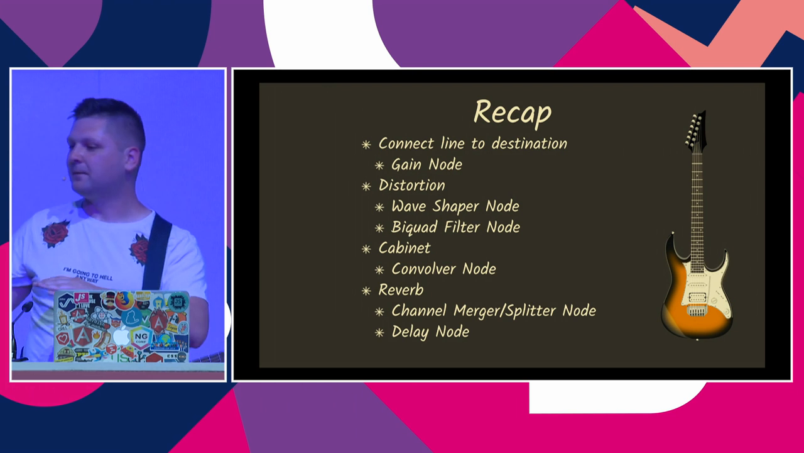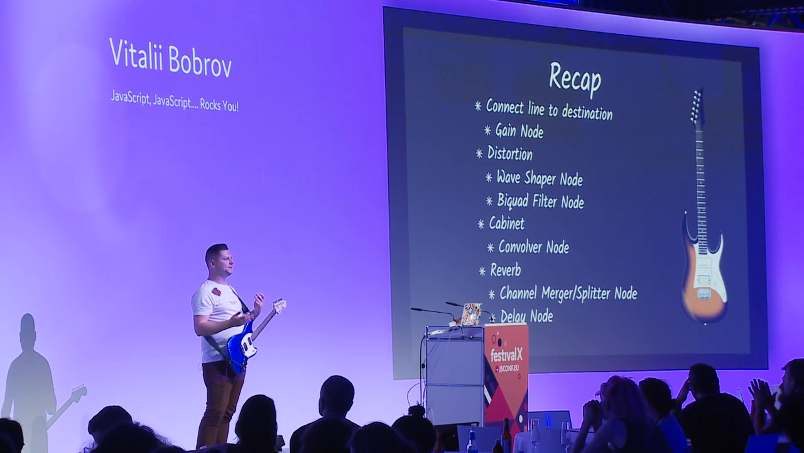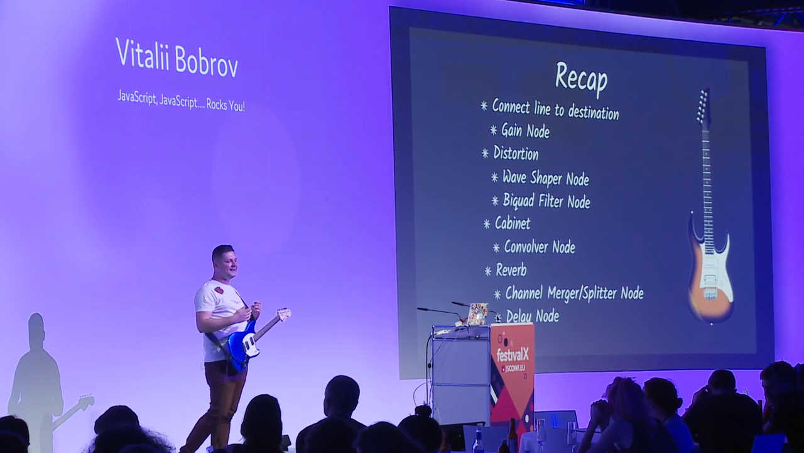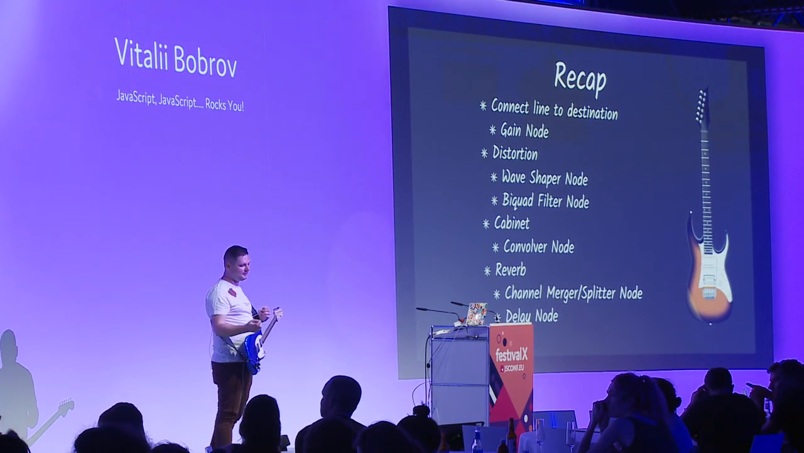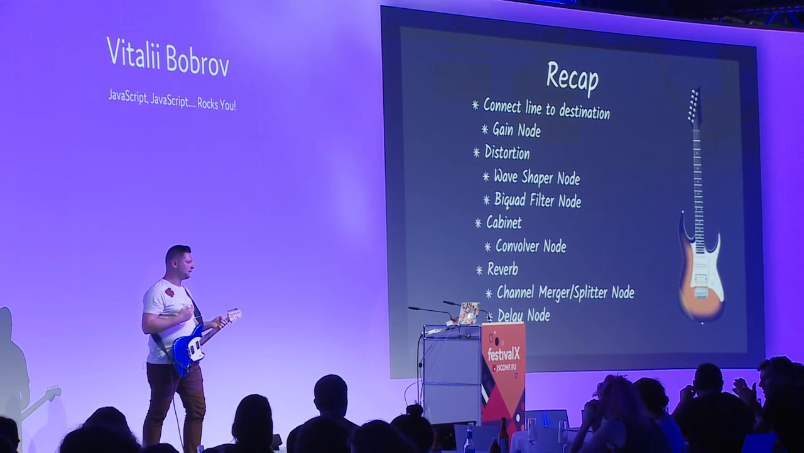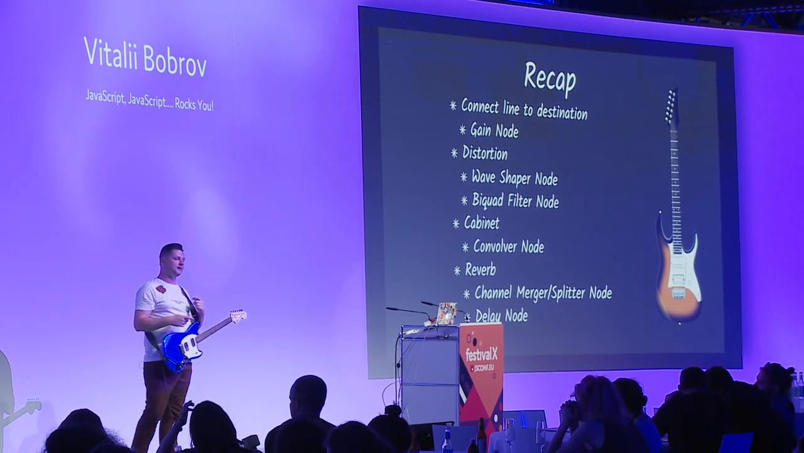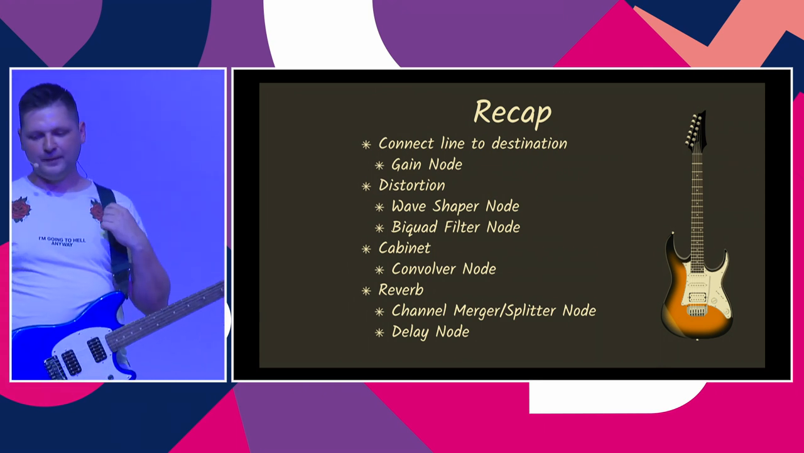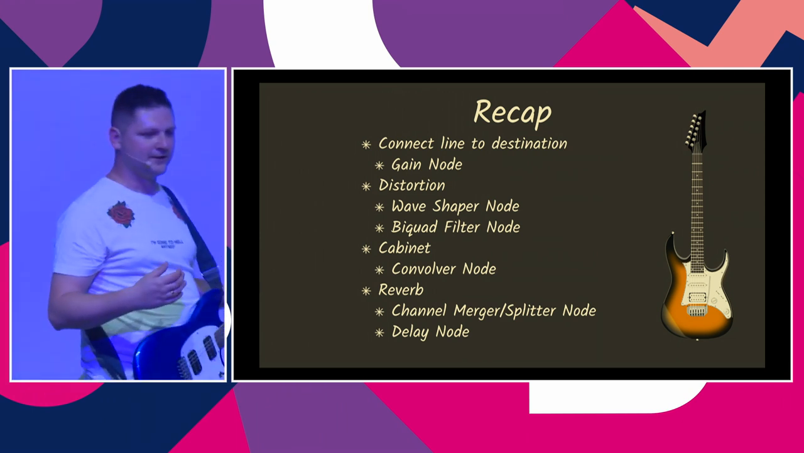So, a short recap of what I showed today. First of all, how to connect your stream source to destination, how to control volume using a gain node, how to create distortion effects using a wave shaper node, and biquad filters for tone control. I showed how to emulate cabinets with the convolver node, and how to implement reverberation using channel merger and splitter, delay nodes, biquad filters, and making everything up.